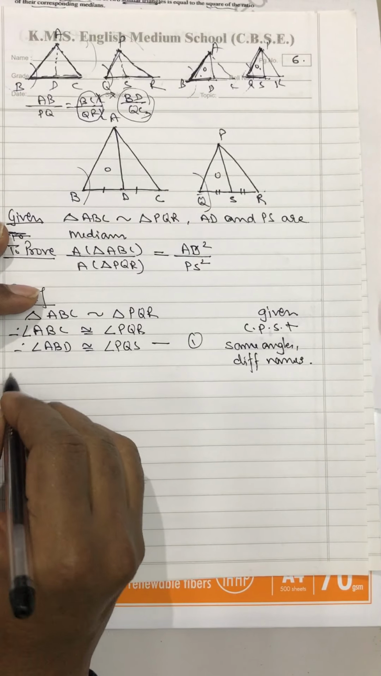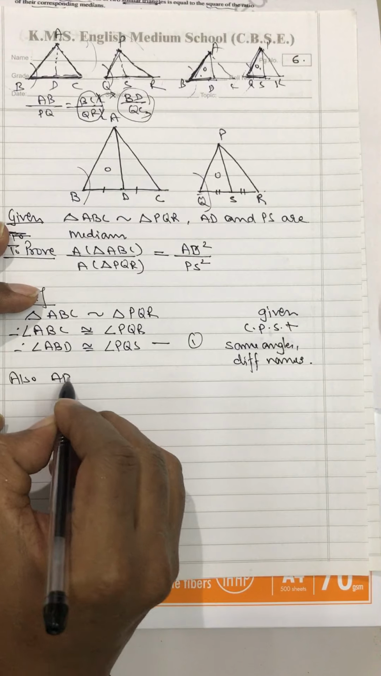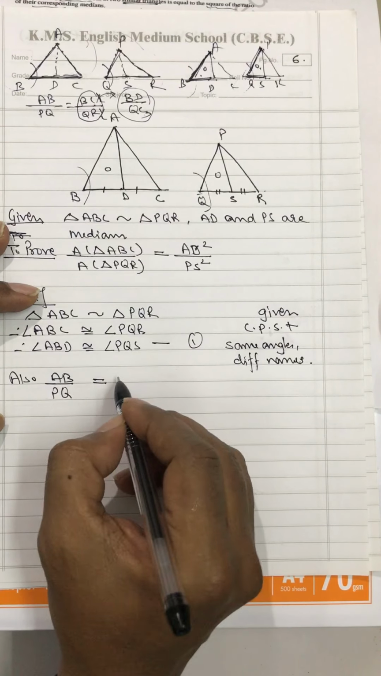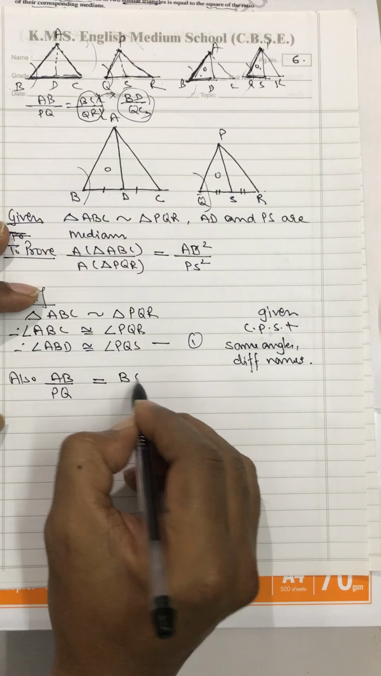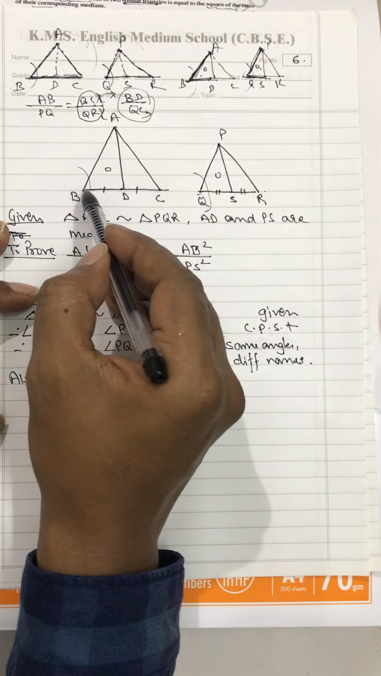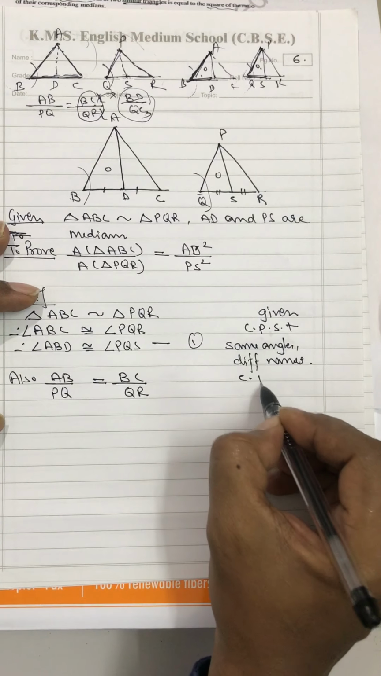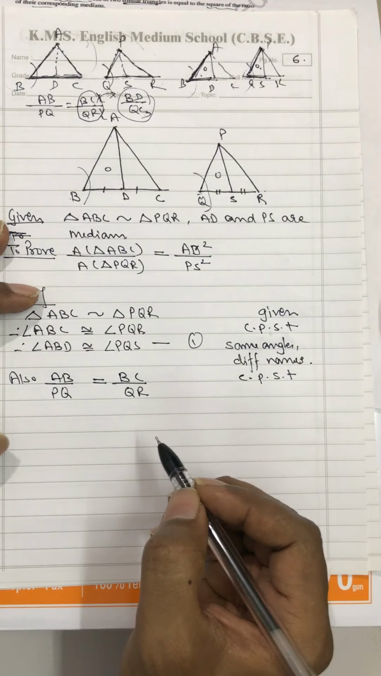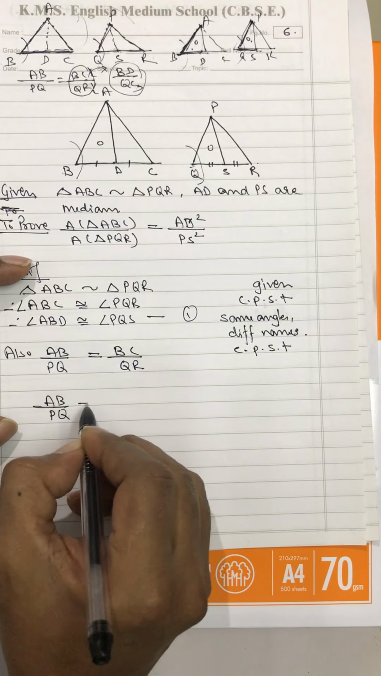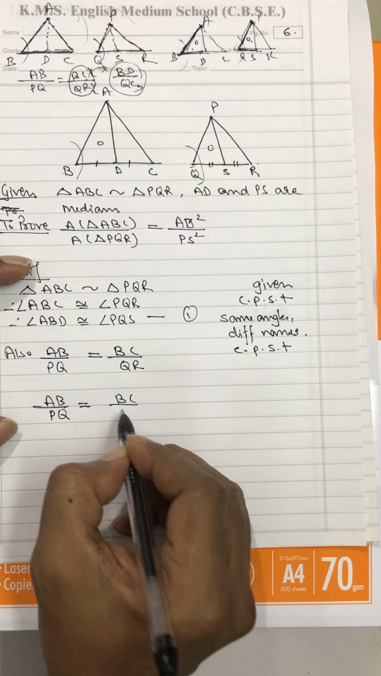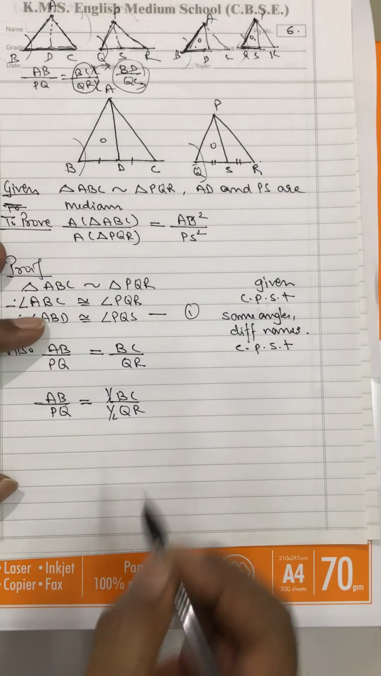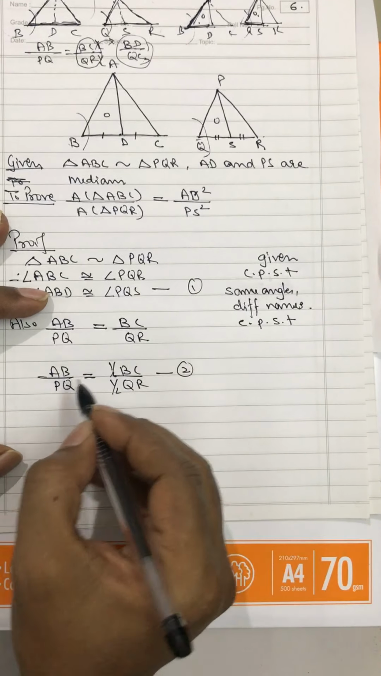Also you will get AB upon PQ is equal to BC upon QR, right? AB upon PQ will be equal to BC upon QR, because corresponding parts of similar triangles. Then what you will do is that AB upon PQ is equal to BC upon QR. You will take half of this and also half of this. Fine, this is your second.